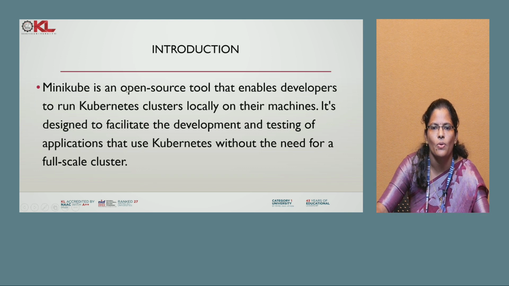Minikube is an open source tool that enables developers to run Kubernetes cluster locally on their machines. It's designed to facilitate the development and testing of applications that use Kubernetes without the need of a full-scale cluster. To install Kubernetes on our local system, it takes much time, and there is a large process to be done and many commands to be run on a local system.